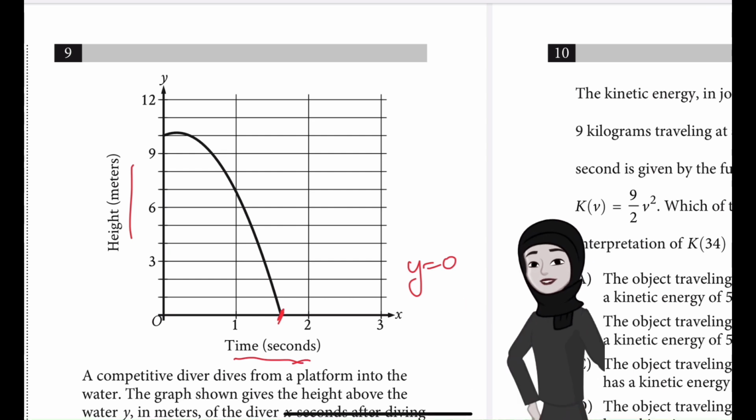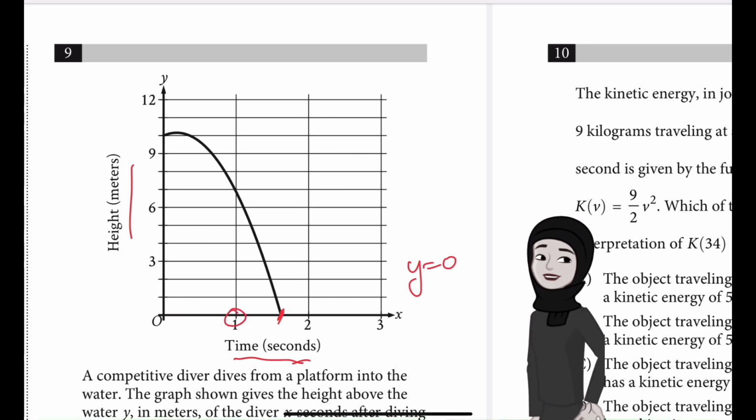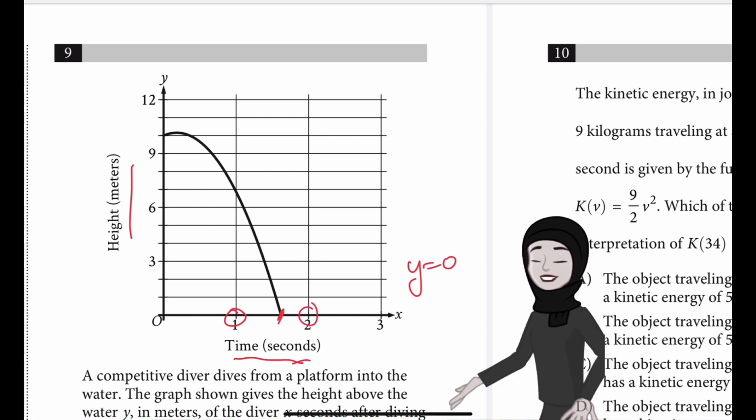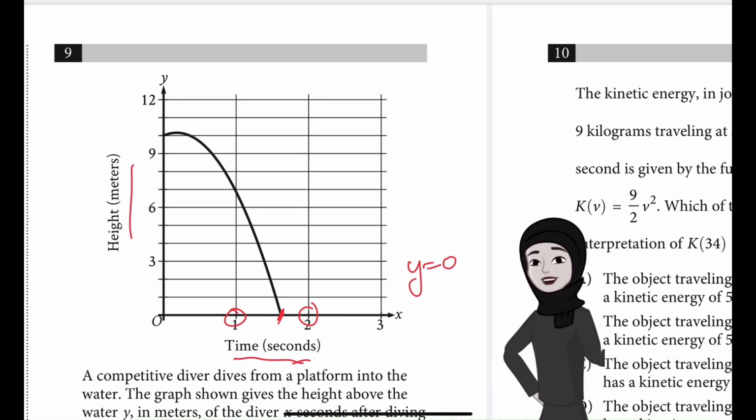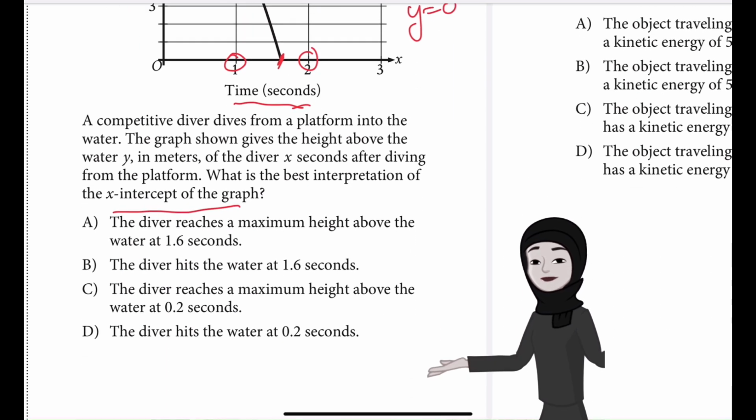The graph shown intersects the x-axis between x is equal to 1 and x is equal to 2. So it is between these 2 points. In other words, the diver is 0 meters above the water, or hits the water, between 1 and 2 seconds after diving from the platform. And what shall we select?